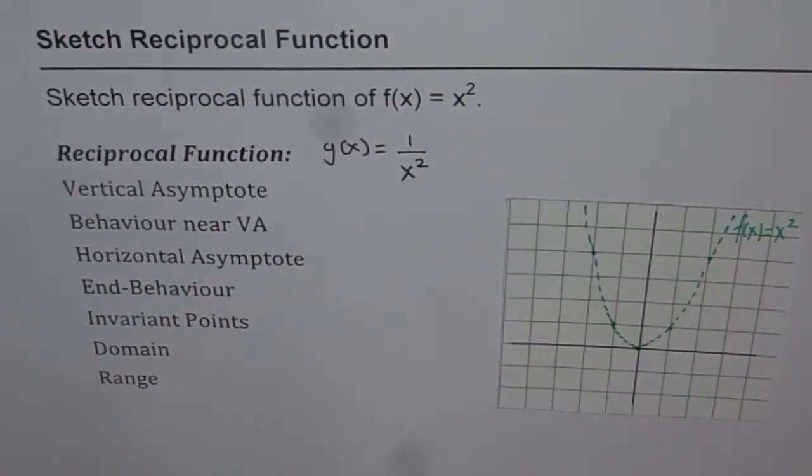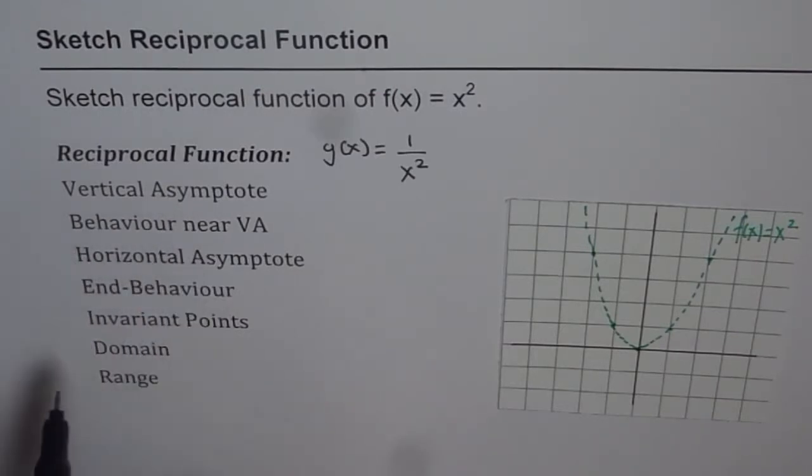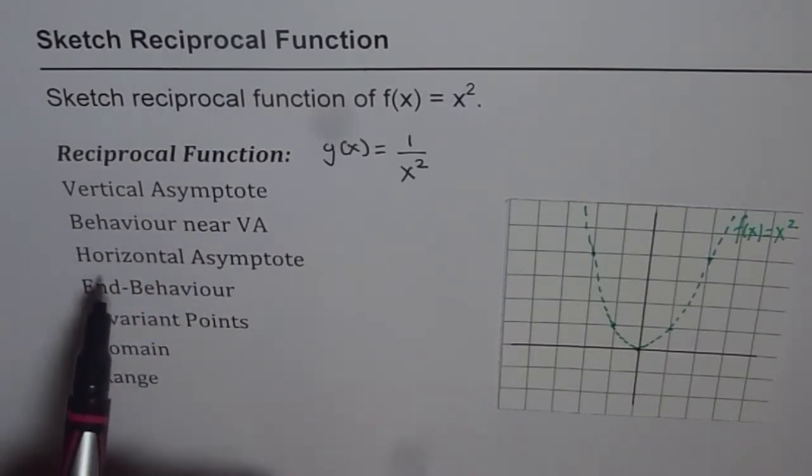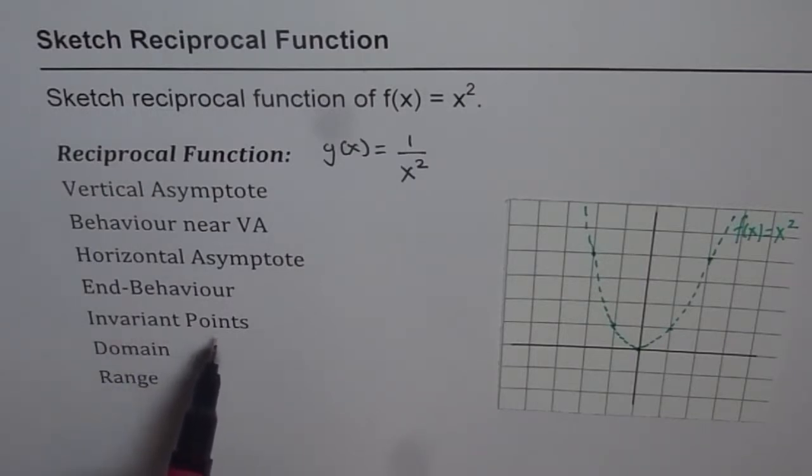Now, there are a few things which we should consider while sketching reciprocal functions. So first one is vertical asymptote, then behavior near the vertical asymptote, then we'll get to horizontal asymptote and behavior near the horizontal asymptote, that means end behavior. Invariant points are the points which are common between the function and its reciprocal, and then we'll discuss the domain and range of the reciprocal function.